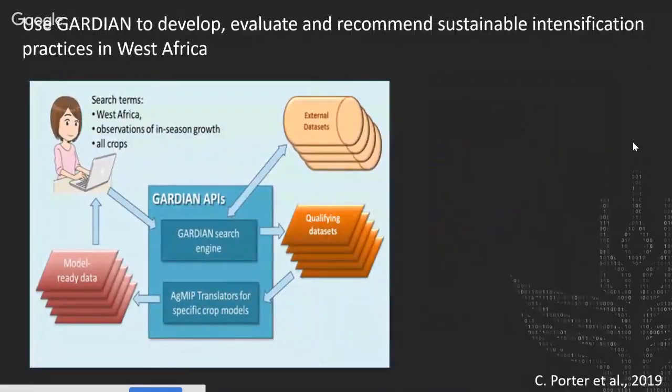The last thing that I want to talk about is work that we're doing with the Agricultural Model Intercomparison and Improvement Project, AGMIP, based at the University of Florida. This is a use case where they would like to use GARDIAN to find data and make it model ready, and ideally get it towards more of that plug and play, so that you're finding the data, you're able to put it into models and get something useful out of it.